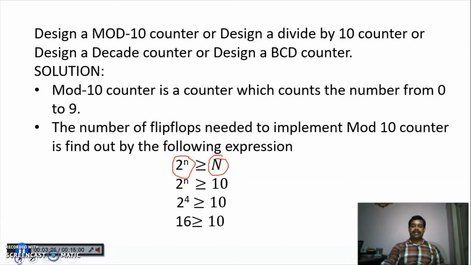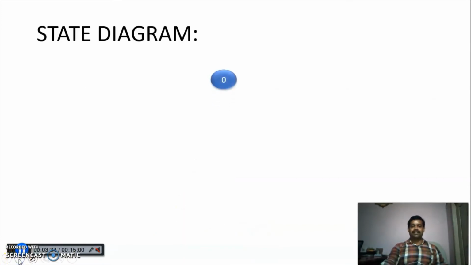So 16 is greater than 10, so we need 4 flip-flops to implement this mod 10 counter. So this is the state diagram.